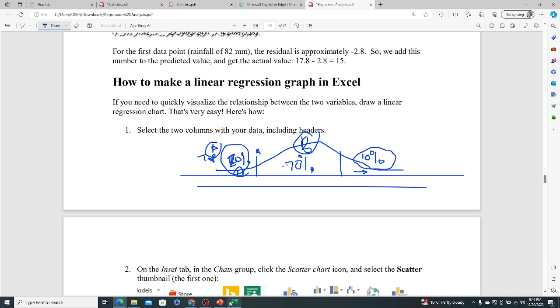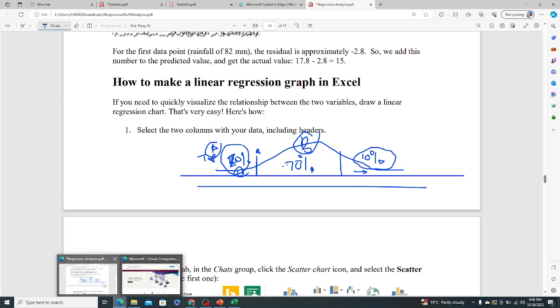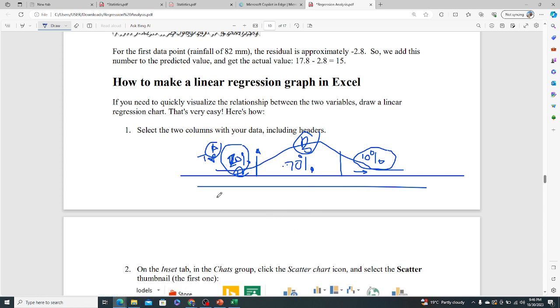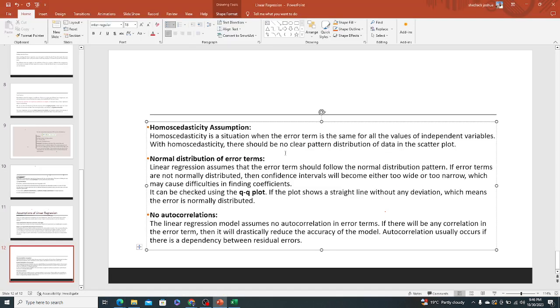Okay, yes, so basically what we are talking about, or the assumption, is that the error terms, or the residuals, should follow a normal distribution. They should follow a normal distribution.